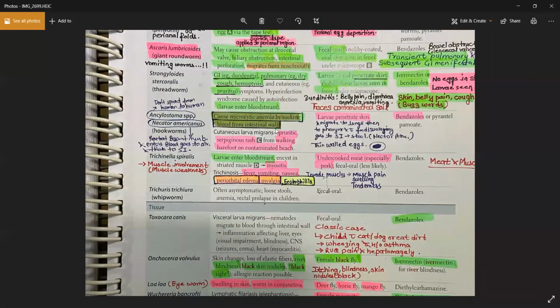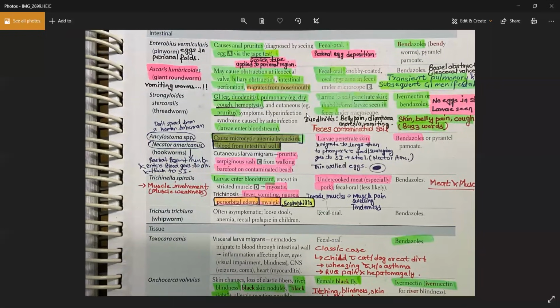So the migration of Ascaris, right? You ingest this organism through the fecal-oral route. It will enter your GI tract, and from the GI tract, it will go to your lungs or the mouth or the nose. So you will have the transient GI symptoms first when the organism enters your GI tract, and then you will have the transient pulmonary symptoms when the organism enters your respiratory tract.